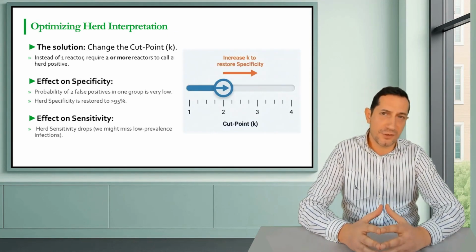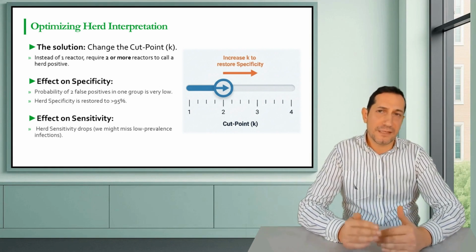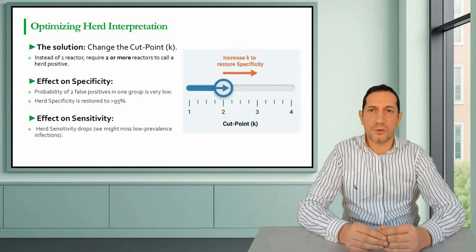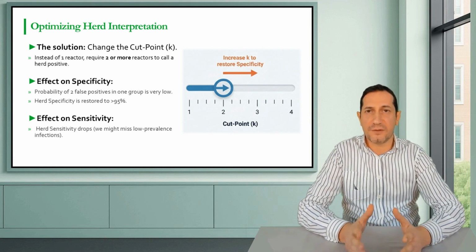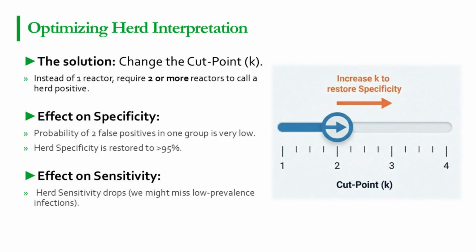How do we fix the herd specificity collapse? We change our definition. Instead of saying one strike and you're out, we define a positive herd as one having two or more positive animals. Statistically, getting two false alarms in the same sample is very rare. This simple change restores our herd specificity to acceptable levels. However, it makes it harder to detect a herd that is just starting to get infected, where there might truly be only one positive cow.